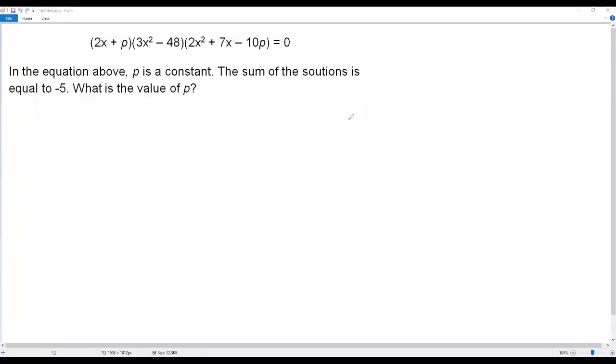Here we have a SAT math question. Okay, let's go to the information. (2x + p)(3x² − 48)(2x² + 7x − 10p) = 0. In the equation above, p is a constant. The sum of the solutions is equal to −5. What is the value of p?